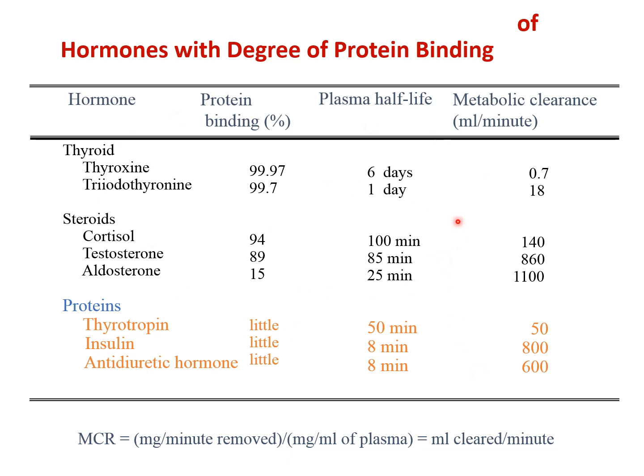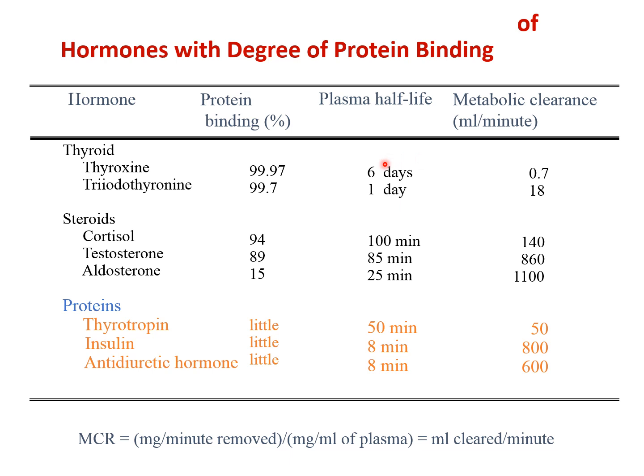Now, this table shows you the percentage of protein binding of the hormone. If you take thyroid hormones, a large proportion of the thyroid hormones are bound with the plasma protein, like 99%. If you go to the steroids, it's a little bit less. And for protein hormones, there is very little binding. It's a small fraction compared to steroids and thyroid hormones.